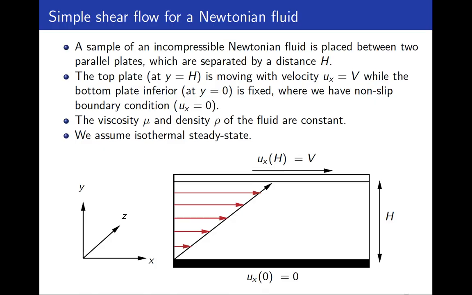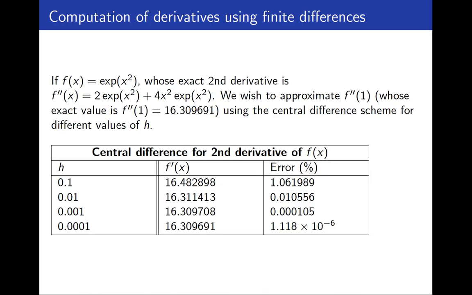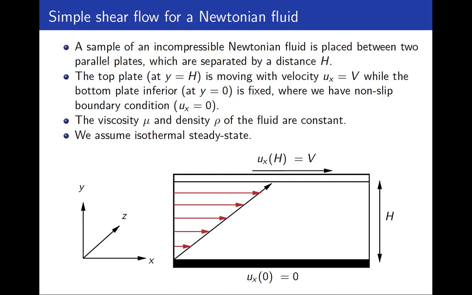So now, once we have introduced these finite difference schemes, I want to apply those methods to solve two simple flow problems, which were solved in my previous videos. The first one is simple shear flow for a Newtonian fluid, where we have a Newtonian fluid contained between these two parallel plates. The bottom plate is fixed. That means that the velocity at this point is going to be equal to 0.